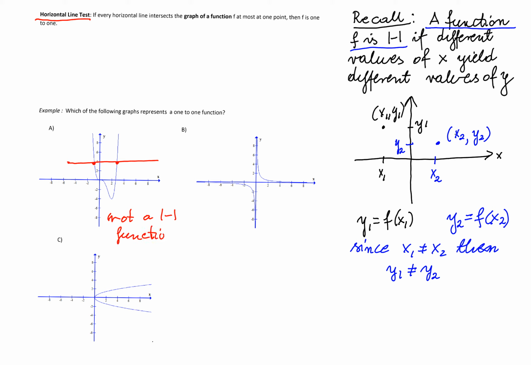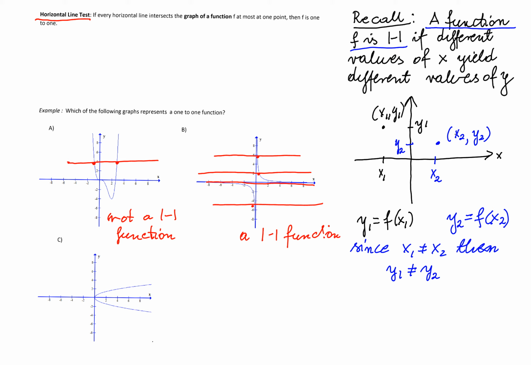Let's look at part B. If I draw the horizontal line over here, the graph crosses that horizontal line at 1 point. If I move it a little bit up, there is only one intersection point. If I put it down, there is also one intersection point. If my horizontal line falls on the x-axis, there is no intersection point, and therefore the horizontal line test is satisfied, and therefore this is a one-to-one function.